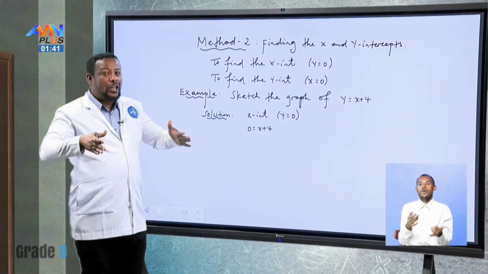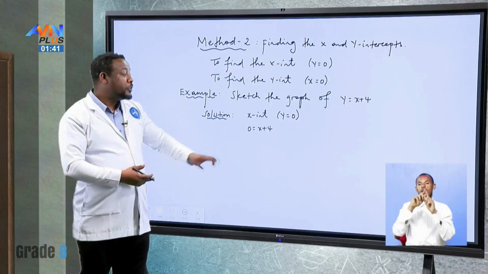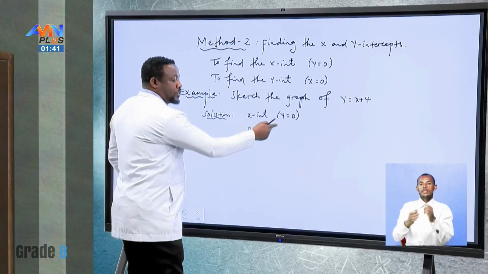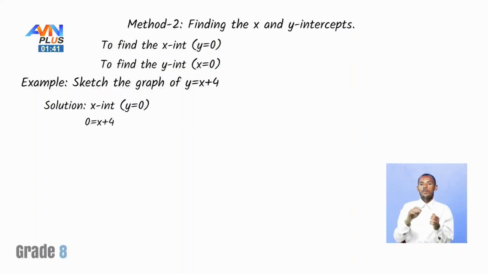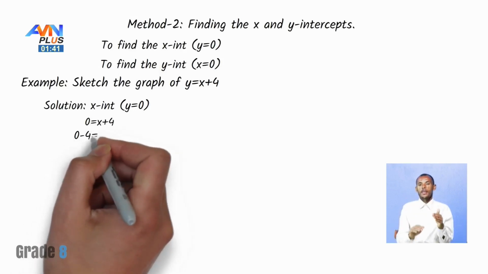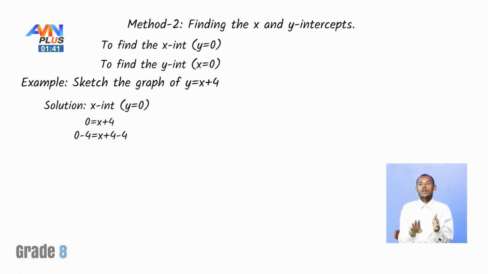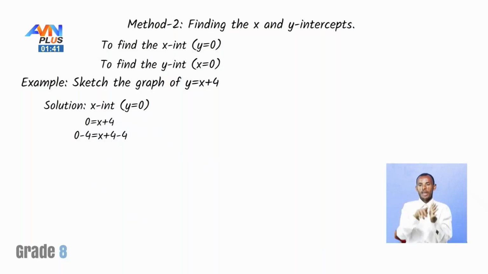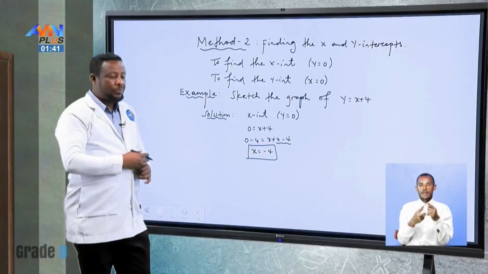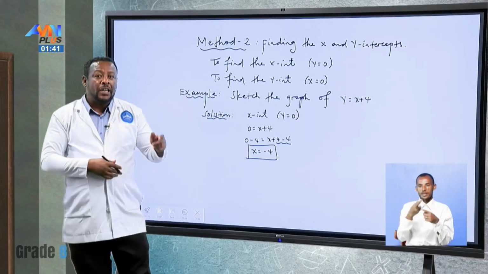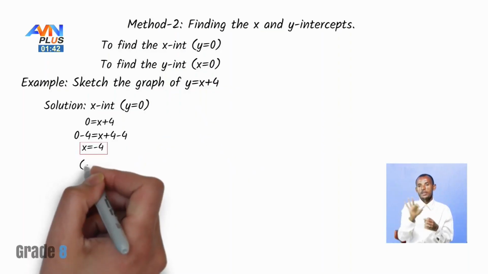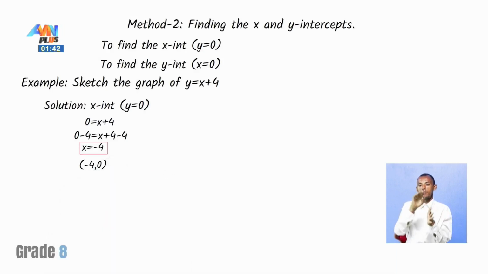Now, using the knowledge that you have in grade 7, you can easily obtain the value of x. 0 is equal to x plus 4, and subtract 4 from both sides, then this becomes x plus 4 minus 4. So this is 0. So x plus 0 is x, and 0 minus 4 is minus 4. So the value of x becomes minus 4. Okay, this is the x-intercept, or the point where the graph crosses the x-axis. Or you can put it in the form of an ordered pair in this way. Okay, now we have the x-intercept.